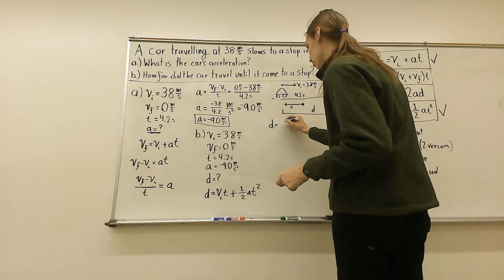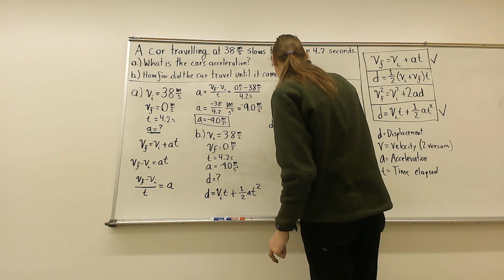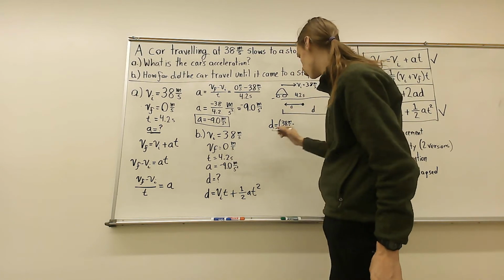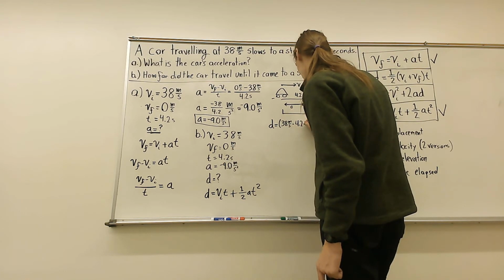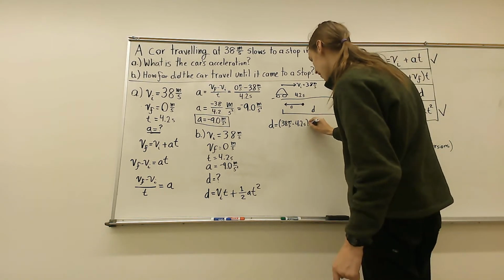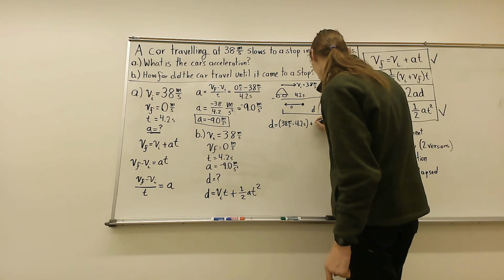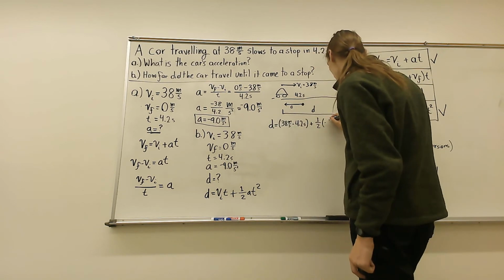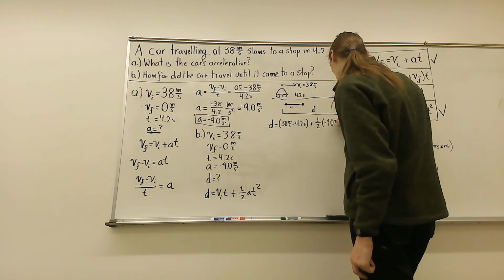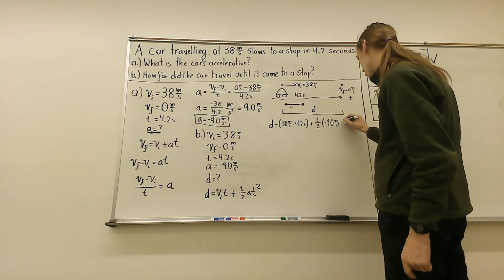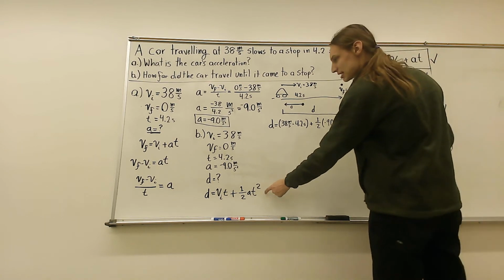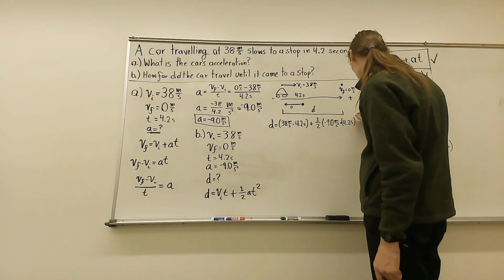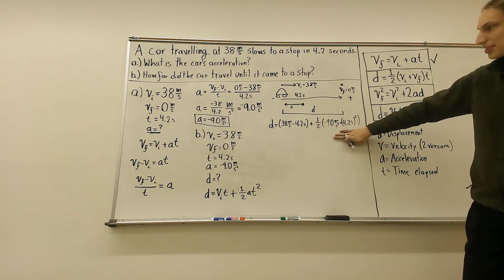D is equal to, so vi is 38 meters per second times t, which is 4.2 seconds. Okay, then plus 1/2 times our acceleration, negative 9.0 meters per second squared, times our time squared, so t squared, so that's times 4.2 seconds squared. So that is our equation.